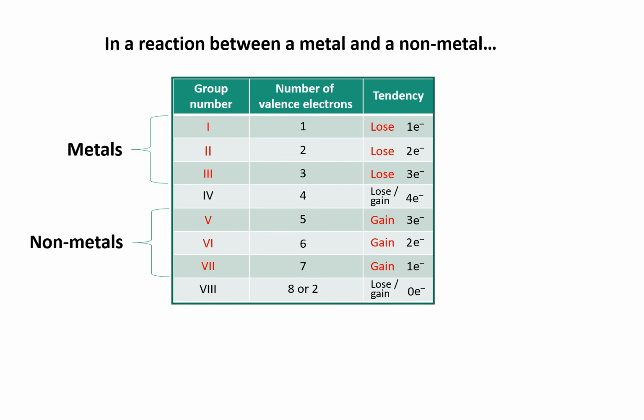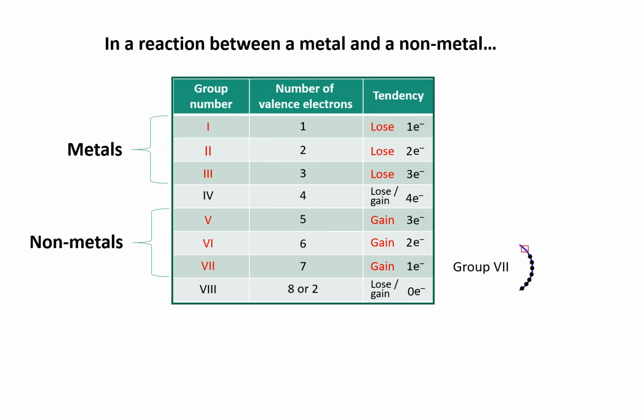Nonmetals in group 5 have 5 valence electrons. To complete their valence shell, they will gain 3 electrons. Note that the number 3 is obtained from the octet 8 minus the group number 5. Nonmetals in group 6 have 6 valence electrons. They will gain 2 electrons, obtained from 8 minus the group number 6.